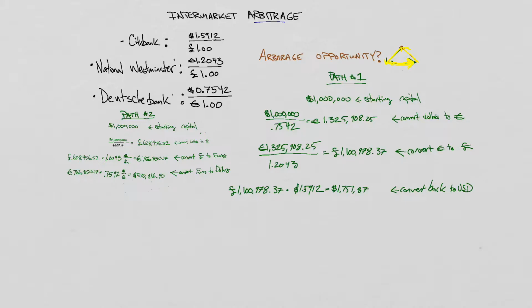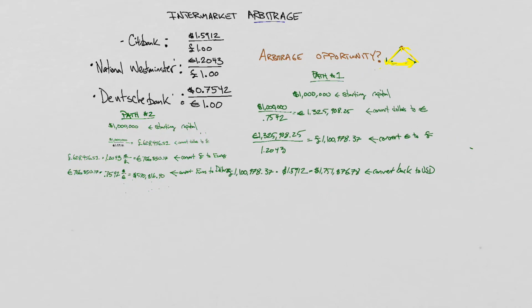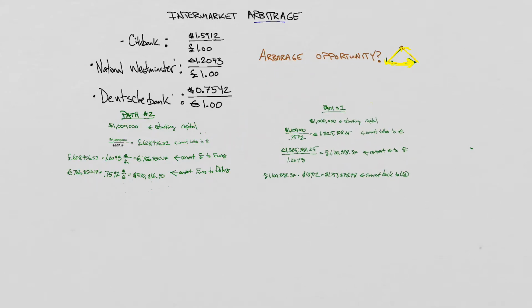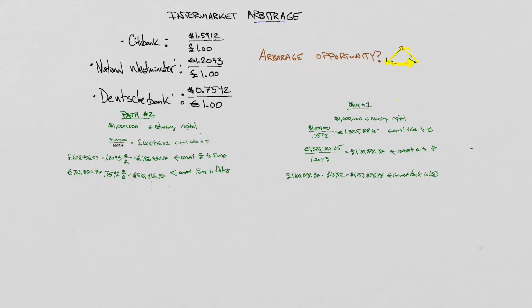So on a round trip then, I'm starting with $1 million, and by trading with the right sequence of banks, I'm ending up with $1.75 million for approximately a $750,000 profit. The key differentiation between a profitable arbitrage strategy and an unprofitable one is that I had to find the right sequence of banks to trade with. But by picking the right path, I was able to produce a triangular arbitrage or intermarket arbitrage.